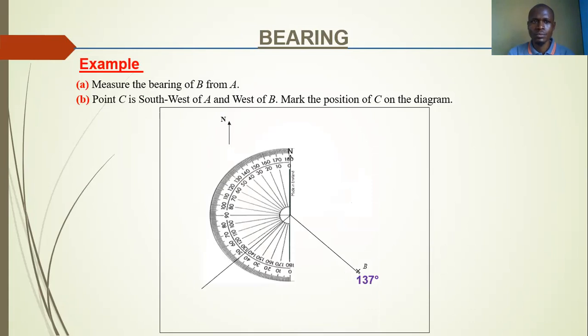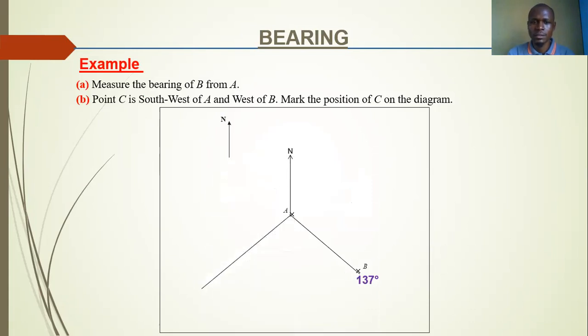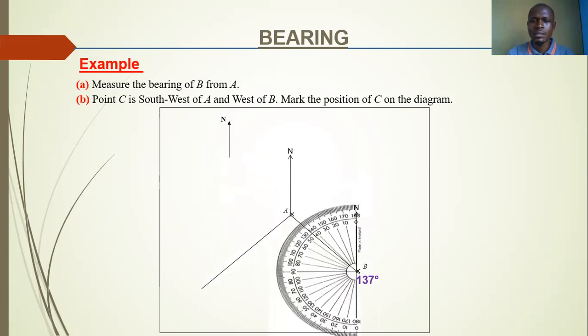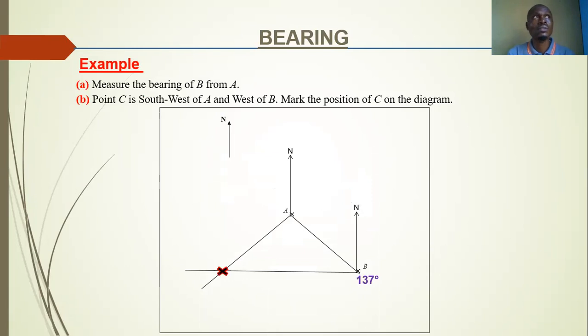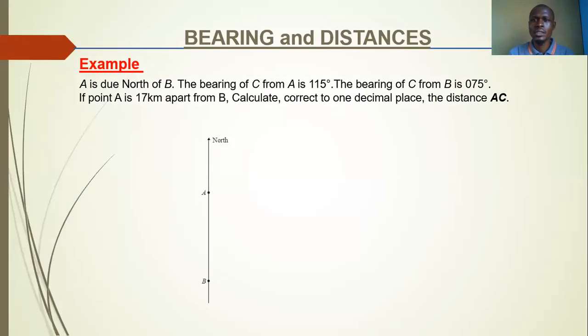From A as well, southwest. From B, you have the west, which point will give you C. Let's see how this is applicable to a real question now.